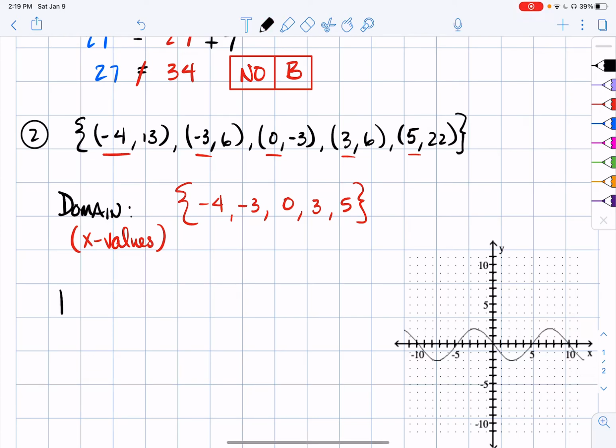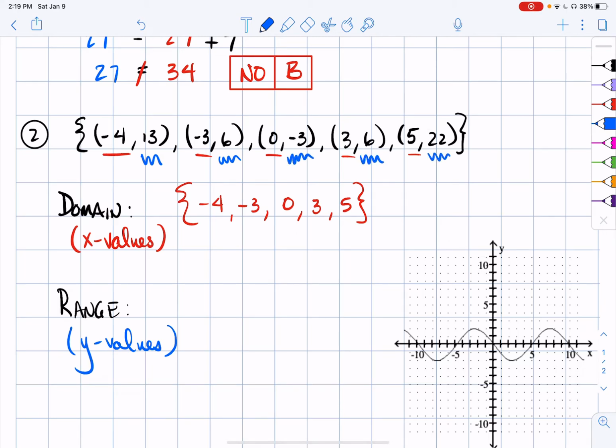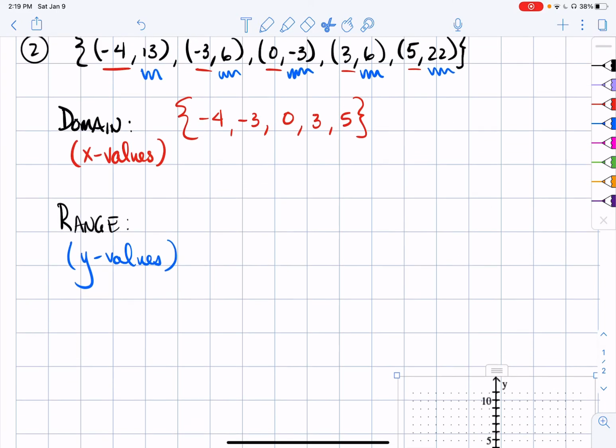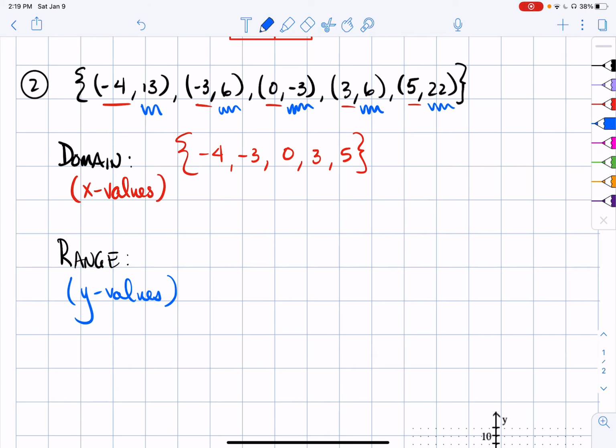And then we're talking about the range. Well, that is all the y values. Okay, so my y values are these ones here. So before I list that, let me move this up and down a little further. There we go. So my range is going to be 13, 6, negative 3, 6, I already have, and 22. Now typically I would put all of these numbers in numerical order, okay? But if you look at the choices, that's something that they did not do.